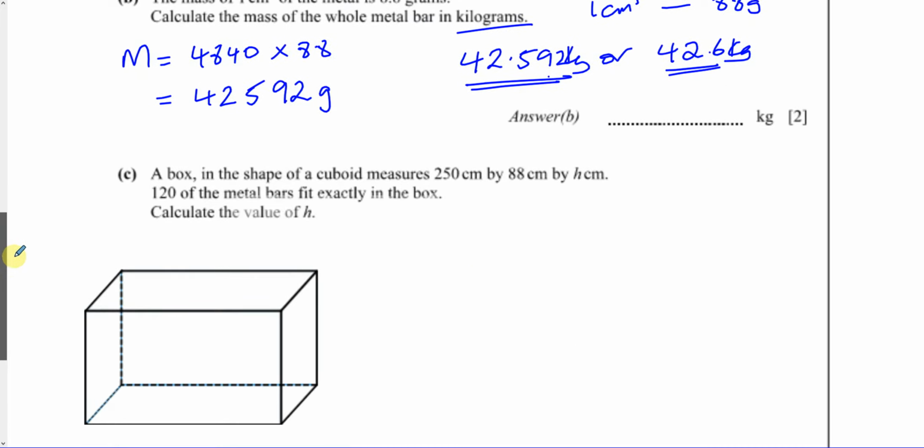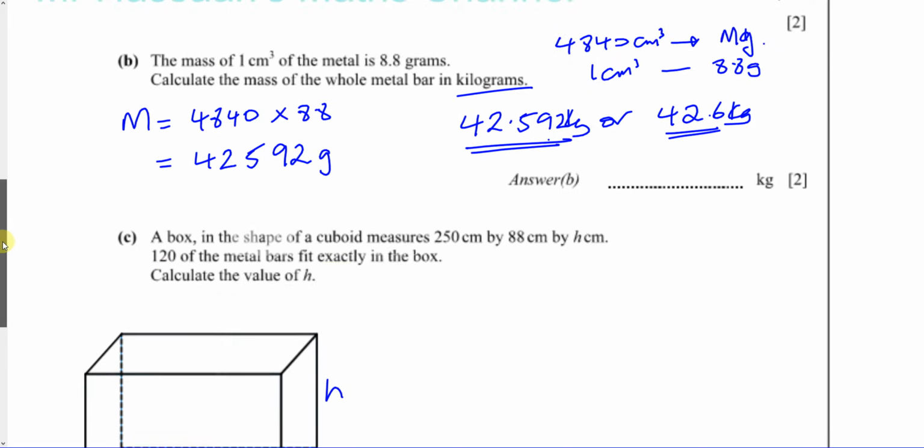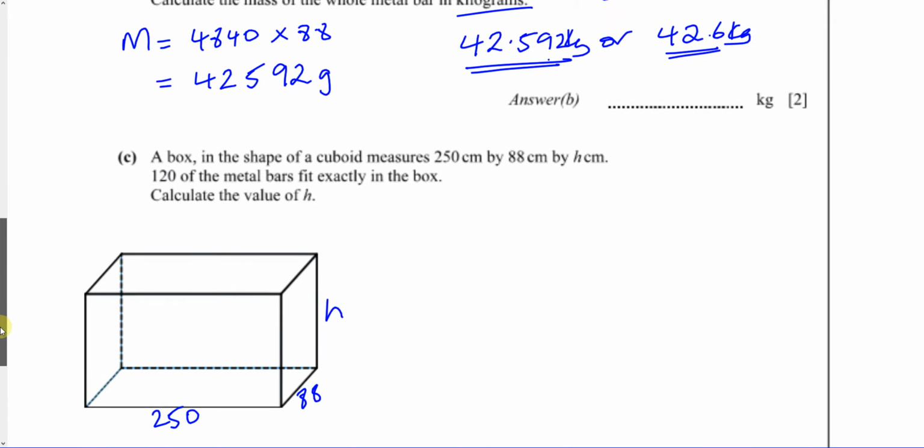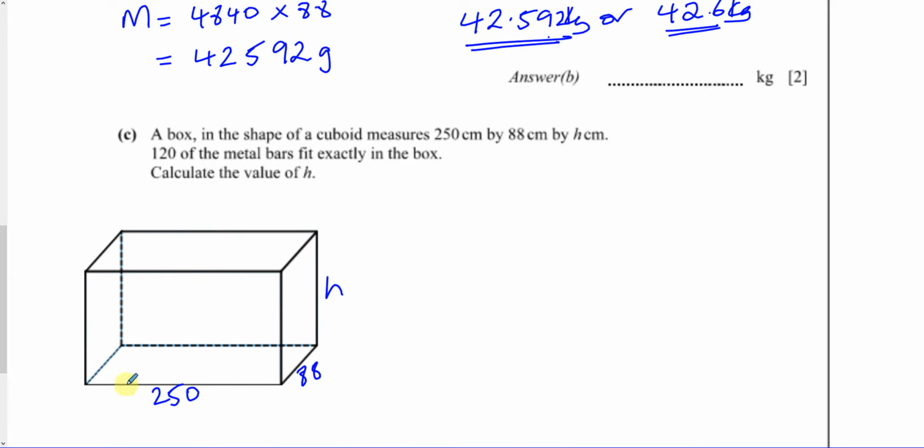Then it says, part C, a box in the shape of a cuboid measures 250 by 88 by H. Then it says 120 of the metal bars, whose dimensions are 250 by 4.4 by 4.4, fit exactly in the box. Calculate the value of H.